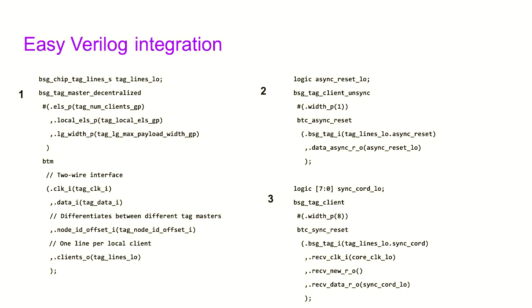So this is what a very simple implementation of the BSG tag system would be. You have your tag master, a tag client unsync, a tag client, and it's synchronized to a local core clock. So just a few lines of code, and this brings you in the entire BSG tag infrastructure.